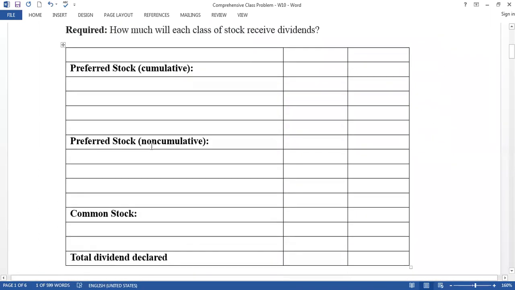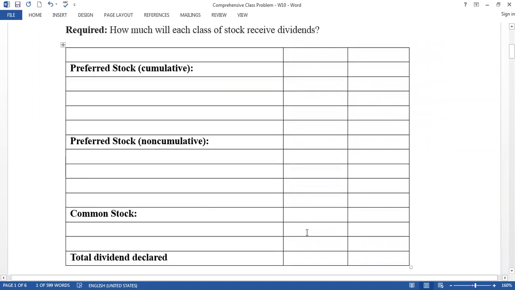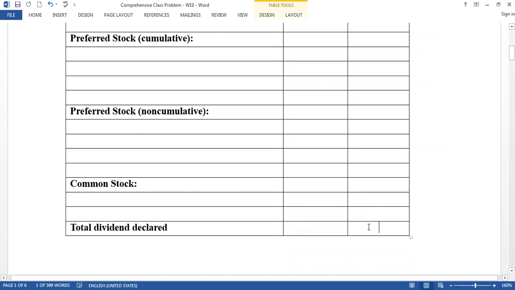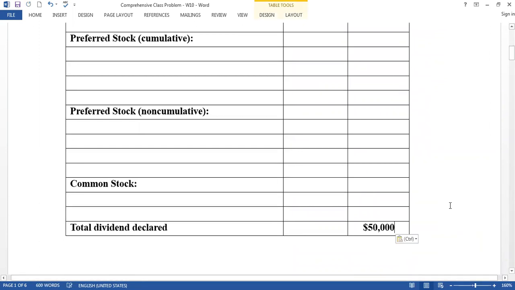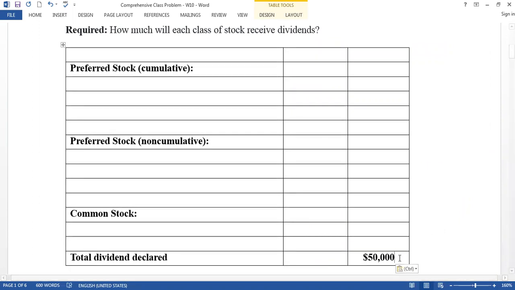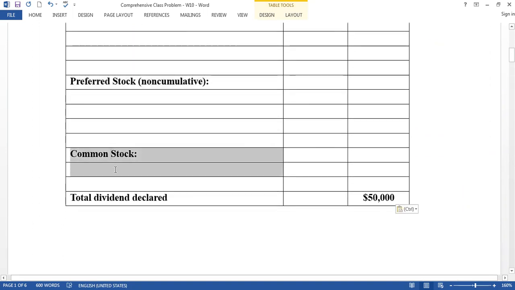So when we solve the question, we have to remember that we cannot pay more than this $50,000. So total dividend is $50,000, right? You cannot pay more than this money. Now some part of this $50,000 goes to preferred stock cumulative, some part goes to preferred stock non-cumulative, and some part goes to the common stockholders. And how to allocate this?